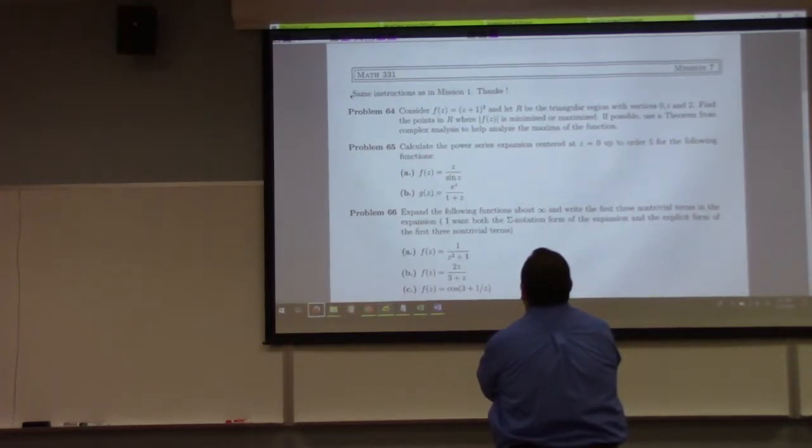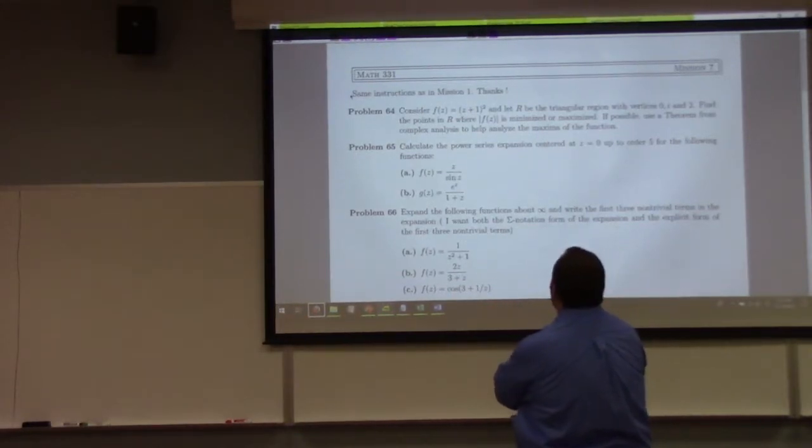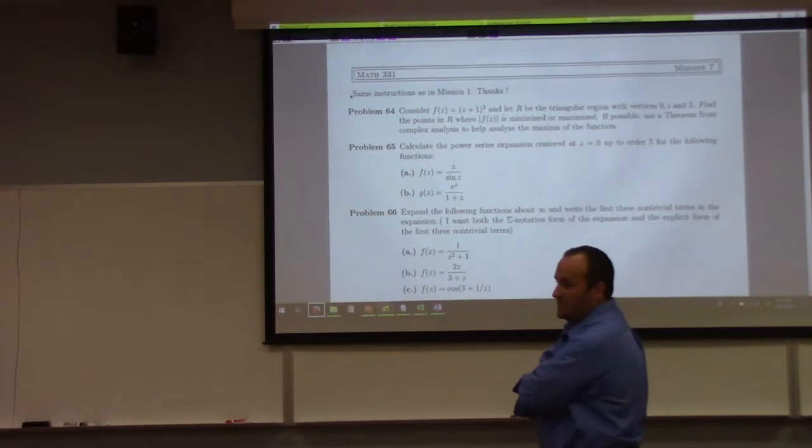Let me, I'm rebooting here. So we have z plus 1 squared. R is a triangular region with vertices 0, i, and 2. Find the points on R, or in R, where the modulus of f of z is minimized or maximized. If possible, use a theorem from complex analysis. So you're thinking of the maximum principle?